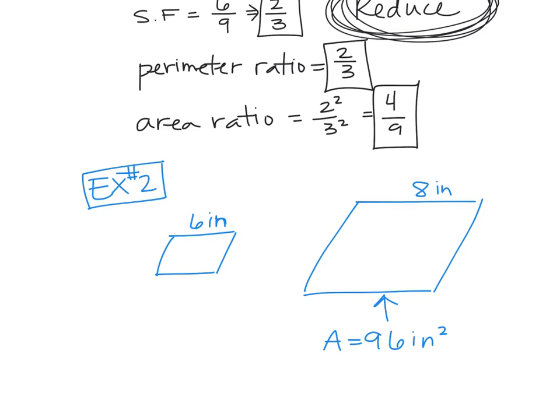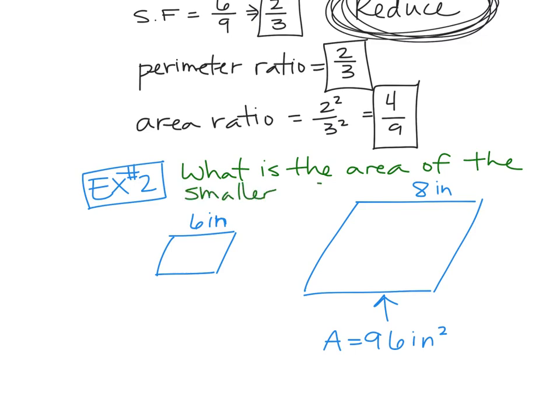My question is, what is the area of the smaller? Okay, what's the area of that smaller parallelogram? We don't have enough numbers to find the area, right? We have a base, but we do not have a height on both of them. But we have an area for the bigger one, and we know how to find an area ratio, right? So if we have an area ratio, we can set up a proportion to compare our figures.